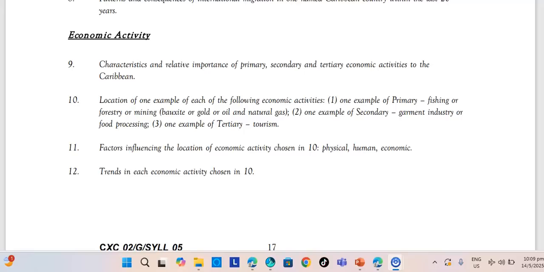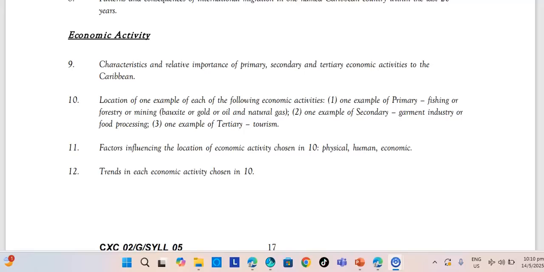Now, human factors. Once you see human factors, you know that you're going to talk about people and their skills, abilities and talents. Now, population. Economic activities often locate near where people live to find workers and customers. Another human factor that you could talk about is skilled labor. Some businesses need trained workers, for example in hospitals and IT companies.